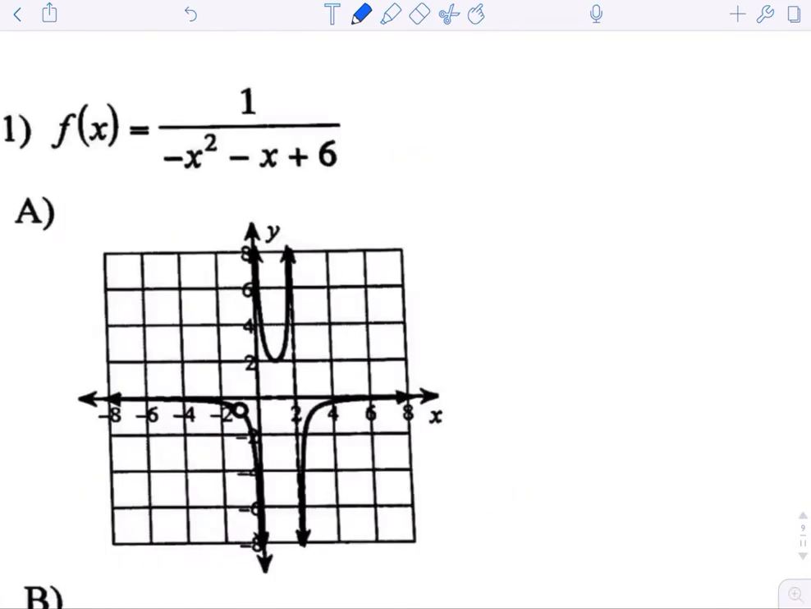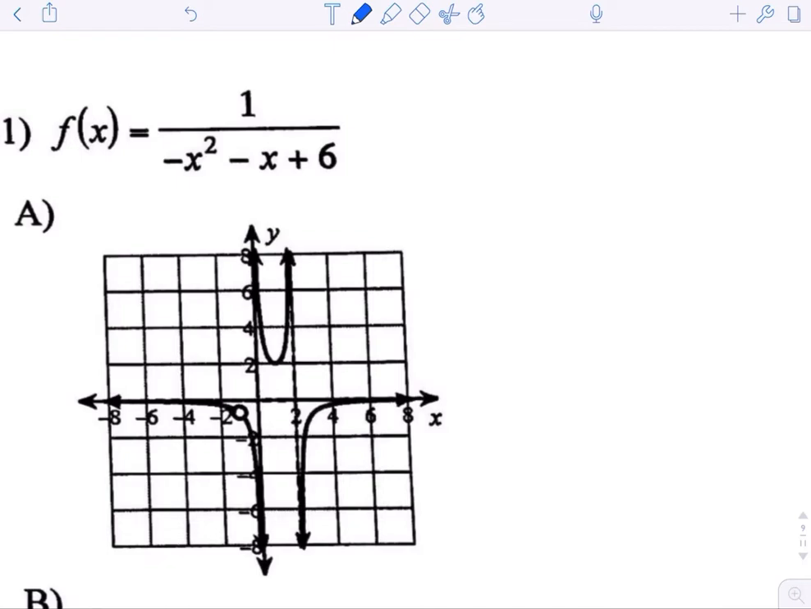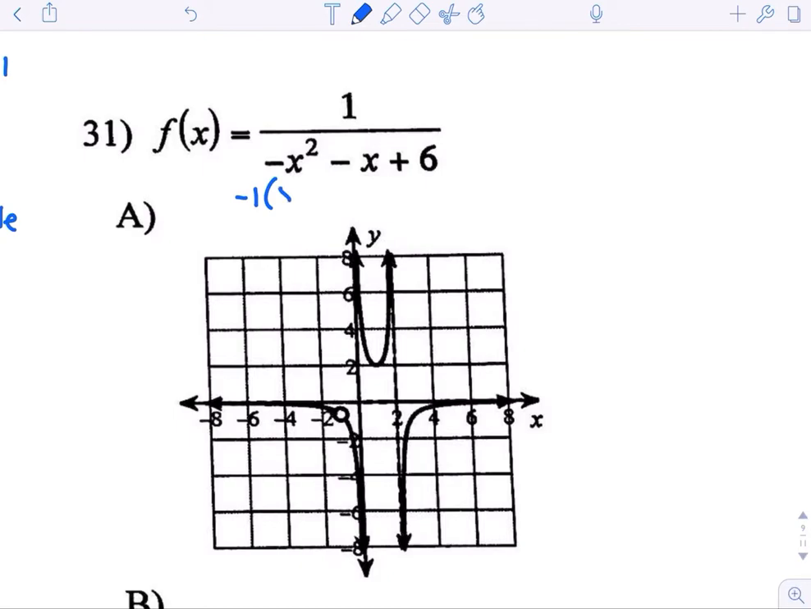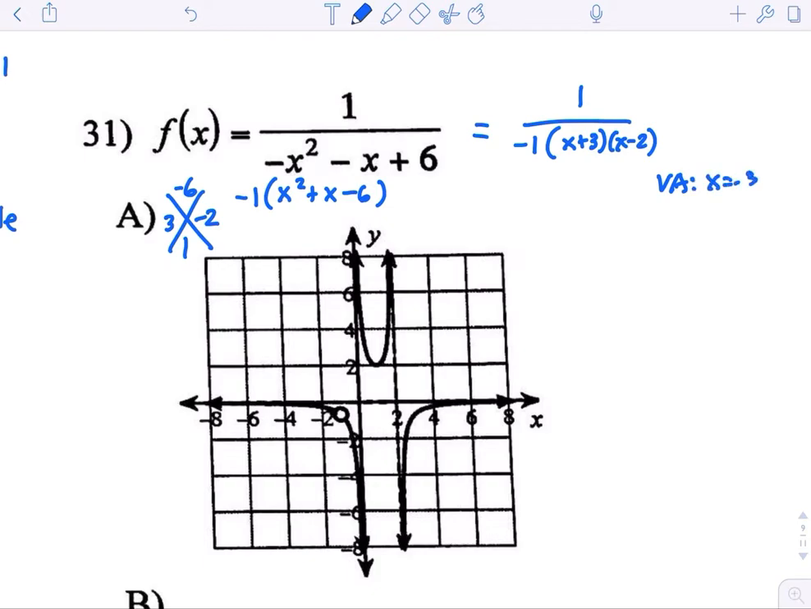Okay, 31. All right, the leading coefficient's a negative, so we don't like that. So we're going to factor out a negative 1 from the bottom. So we're going to get x squared plus x minus 6, and now I'm going to factor out that bottom piece. So negative 6 on top, 1 on the bottom. Two things that multiply to negative 6 but add to 1: 3 and negative 2. So we're going to get 1 over negative 1 times x plus 3, x minus 2. So I'm going to get vertical asymptotes at x is equal to negative 3 and 2.